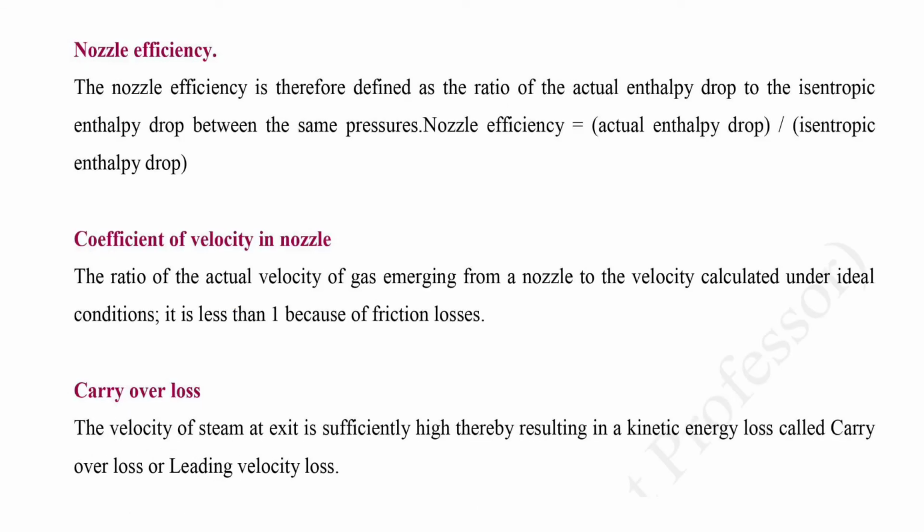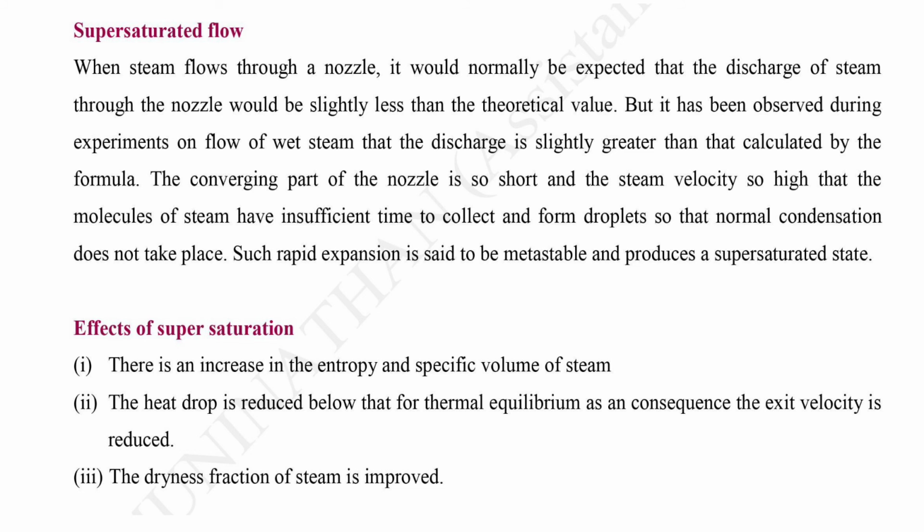The velocity of steam at the exit is sufficiently high, resulting in a kinetic energy loss called carry over loss or leaving velocity loss. Then supersaturated flow. When steam flows through a nozzle, it would normally be expected that the discharge of steam would be slightly less than the theoretical value, but it has been observed during experiments on the flow of wet steam that the discharge is slightly greater than that calculated by the formula.